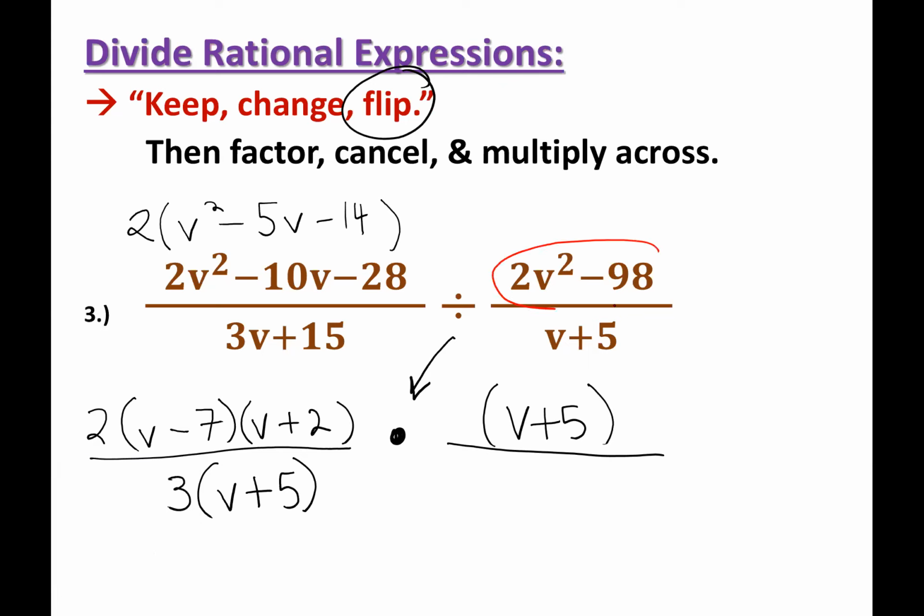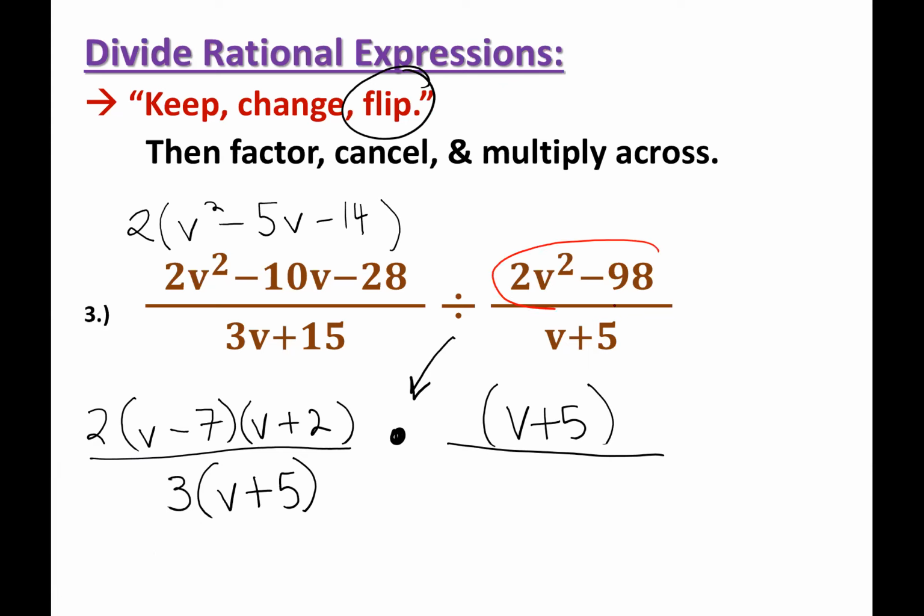Here's one, v minus 7 in the numerator, canceling out with v minus 7 in the denominator. All right, what else? This v plus 2, nope, I don't see any more of those. How about this 3 in the denominator? I don't see a 3 in the numerator. I'm going to leave that alone.